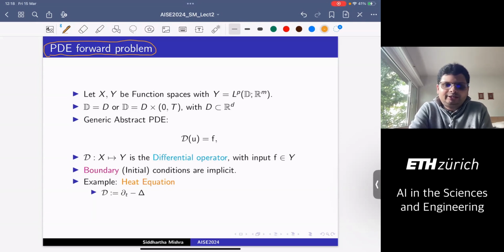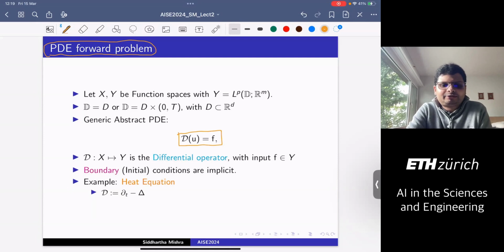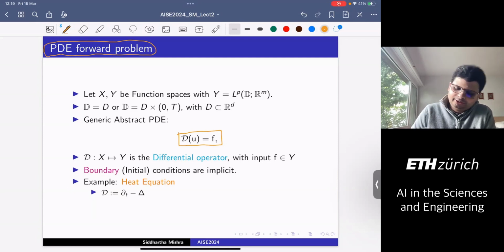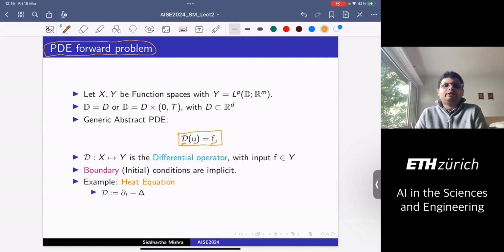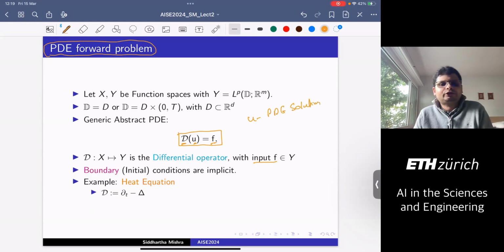The target is to approximate the solutions of this abstract PDE. It is as abstract as it gets, because we are writing everything in terms of a differential operator D, an input f, and the PDE solution u. Where are these objects defined? Our input, as well as our solution u, the PDE solution, are both functions, so they have to live in some function spaces.